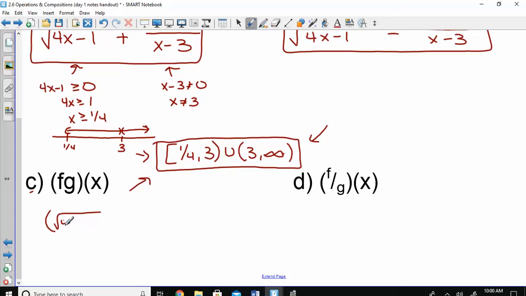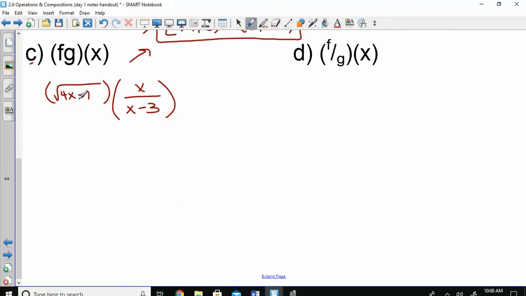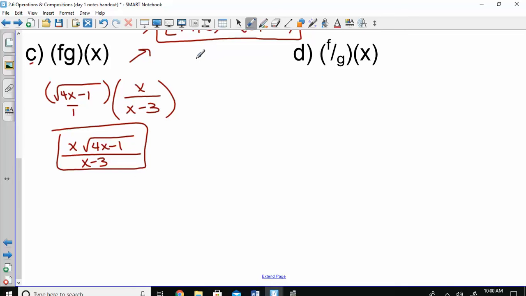f times g, so you have the square root of 4x minus 1 times x over x minus 3. The only thing we could do here, this square root is really just over 1. So if you just multiply at the top, you get x times the square root of 4x minus 1 over x minus 3. So I just wrote it as one fraction, just multiplying straight across. But again, the domain, I don't have to find it again. It's the same as before.